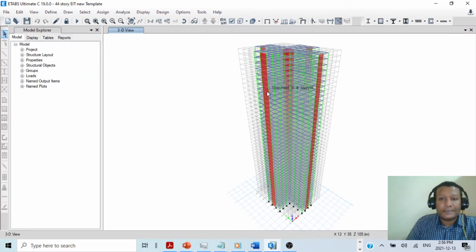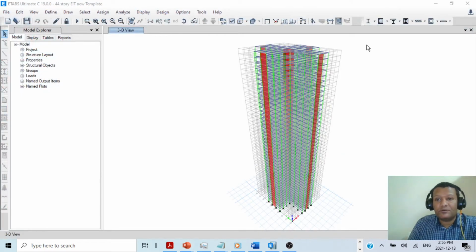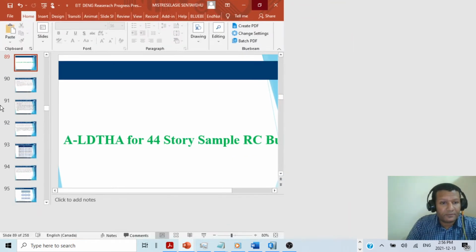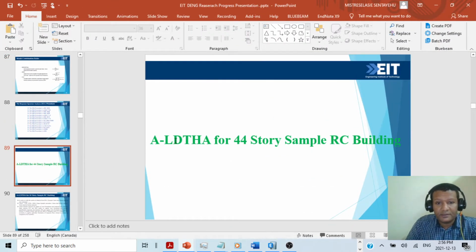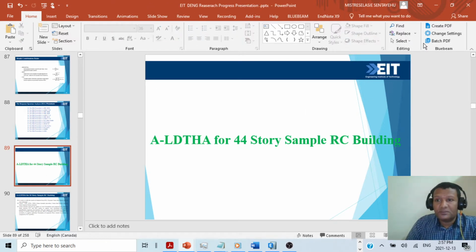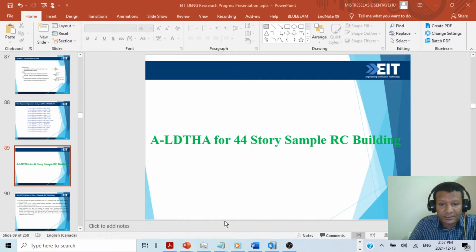So before I try to discuss, let's go to our presentation slide now. This is our presentation slide. We are here, linear dynamic time history analysis for 44 story sample RC building for our research. So what is response, what is time history analysis, and what kind of ground motion, the matching, scaling, and extracting of the data. It's a long story, but let's get into it.